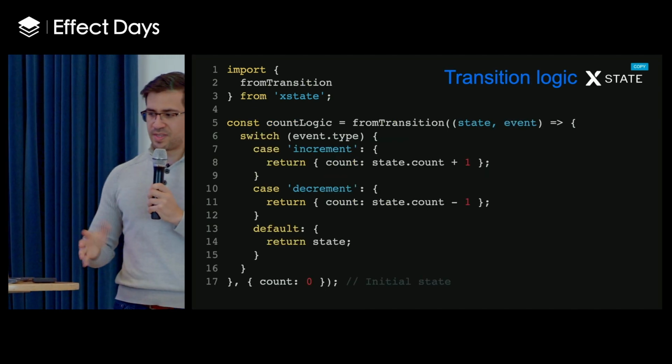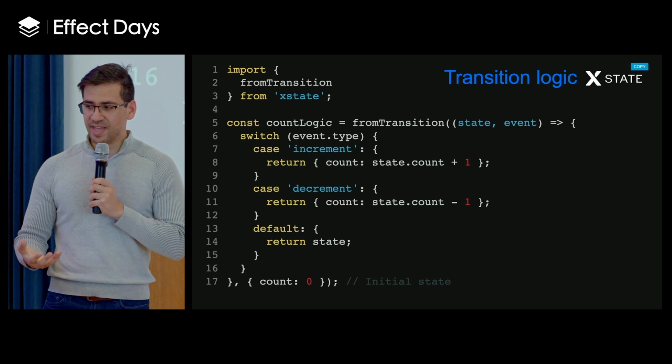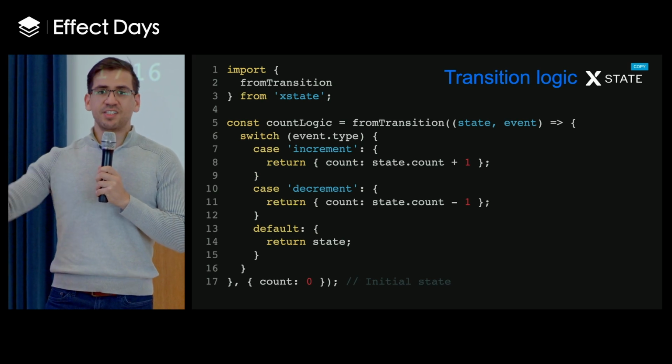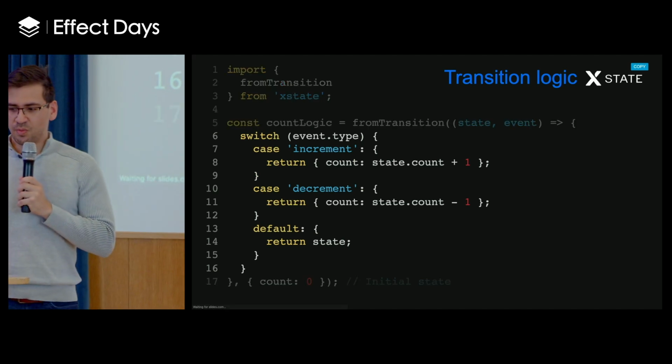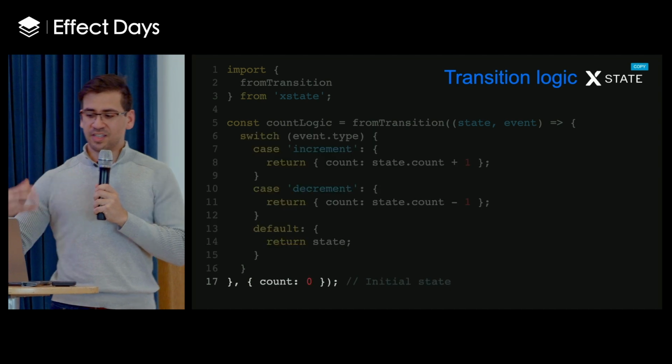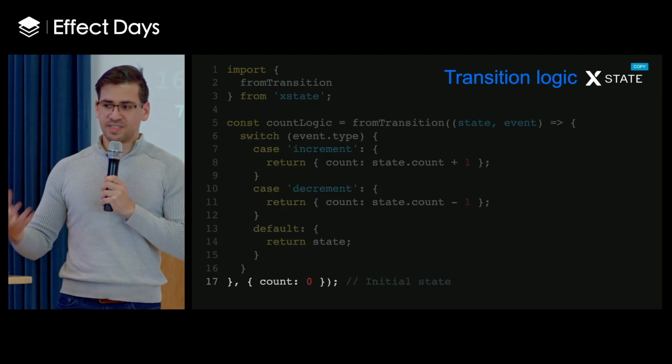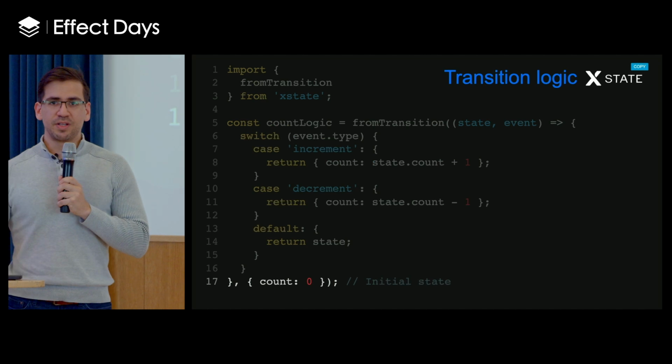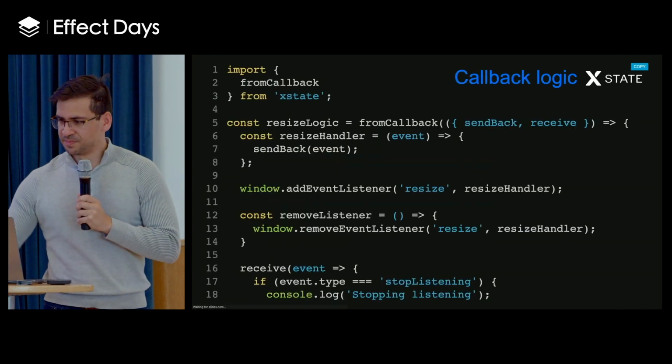Transitions are sort of the same way, except that they could receive events. And so depending on the events, they change their internal state. So you would have the logic here, and you would have the initial state that you start with. So it's pretty much just like your normal reducers.